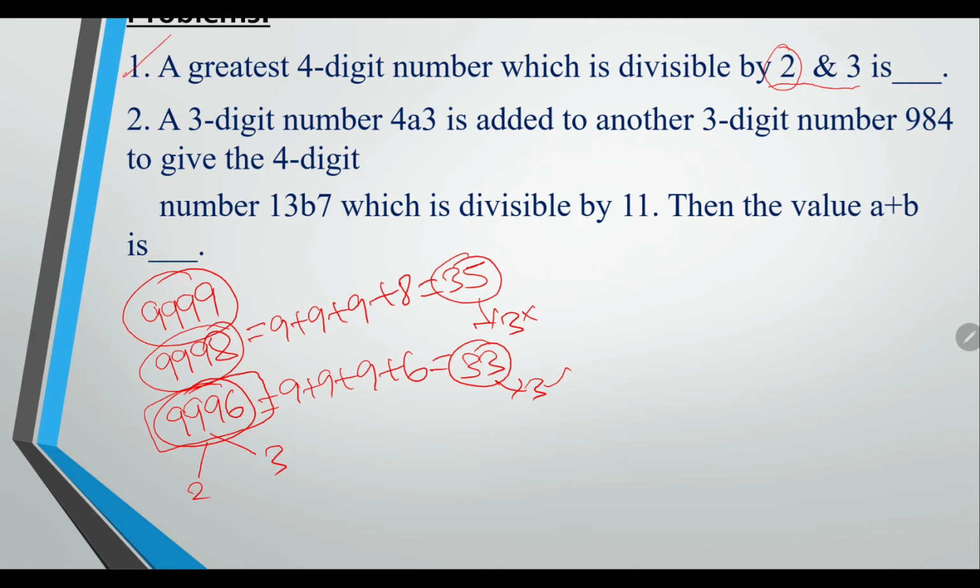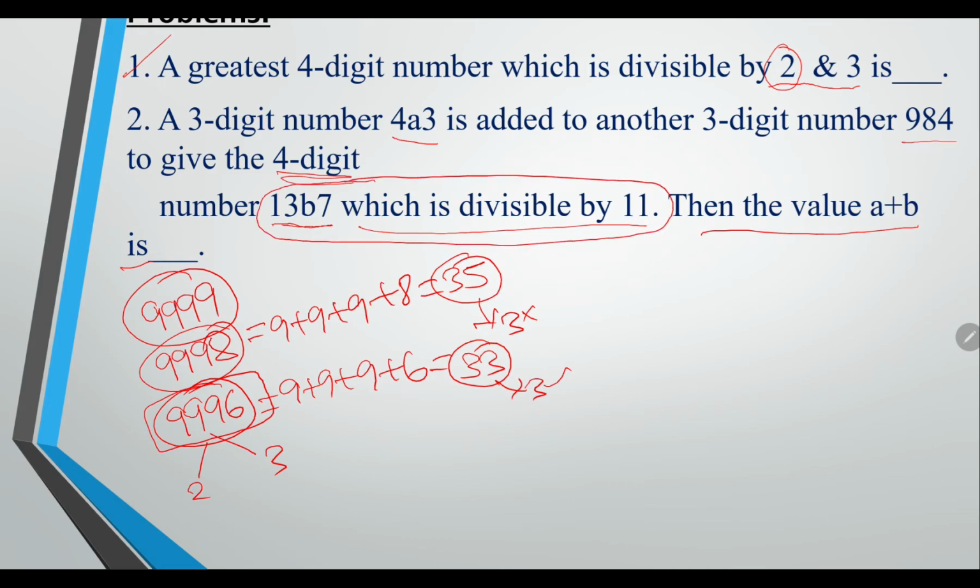Next, we go to the second question. A 3-digit number 4A3 is added to 984 to give the 4-digit number 13B7, which is divisible by 11. Then we have to find the value of A plus B. Now I will consider the statement that 13B7 is divisible by 11. If a number is divisible by 11, then the difference between the sum of the digits at odd places and at even places is divisible by 11. So, let's check it.